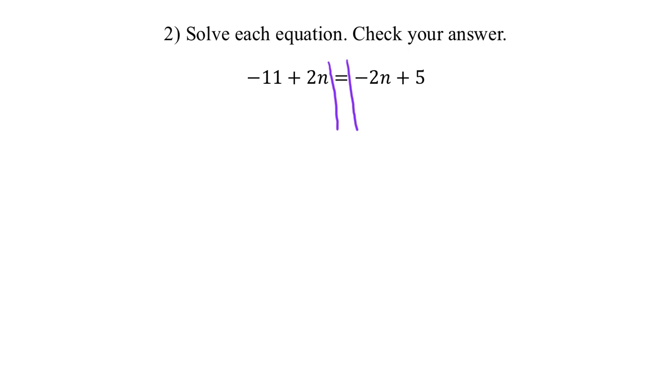So now I go to the variables. Do I need to move a variable? Yes. There's a variable on the left and there's a variable on the right. Let's get rid of the one on the right. It says a negative 2n, so we're going to use its opposite, plus 2n. Whatever I do to the right, I do to the left. There you go.